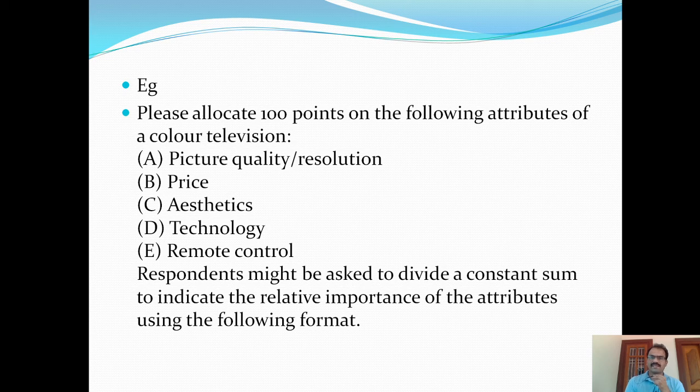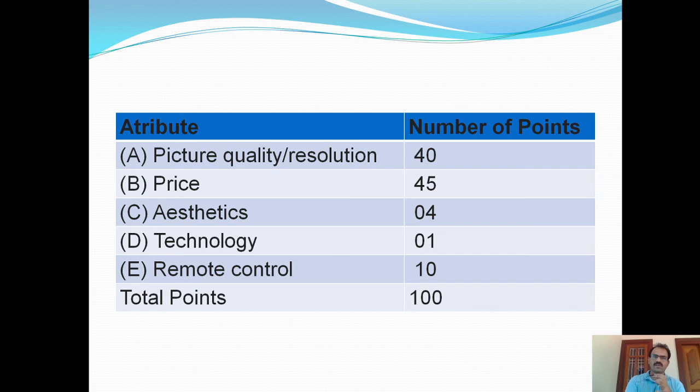The respondents might be asked to divide a constant sum to indicate the relative importance of the attributes using a format. So 100 points may be given to the respondent, and the respondent is asked to allocate these 100 points among all these attributes of a color television. So this will be the result: the 5 attributes, the number of points given, total 100, and how a respondent allocates this total of 100 points among all these attributes. Let us see.